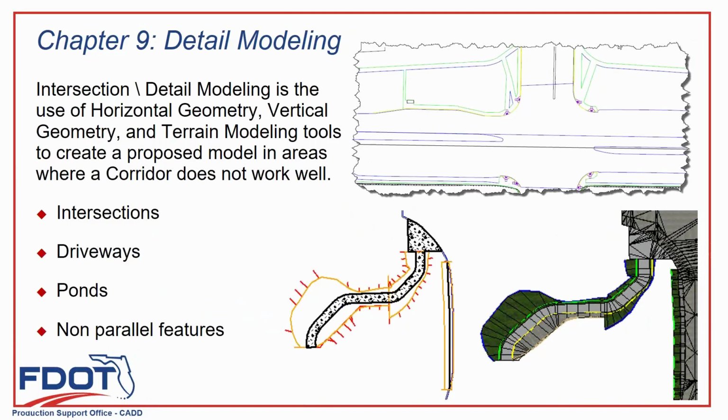Transitions where ramps peel off of an interstate, you know, they become independent for a while, and that little gore area starts twisting on you, and you've got to be careful about the cross slope on that. So we have that kind of detailed out.